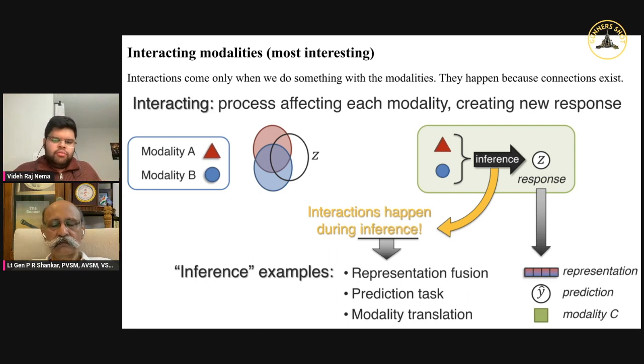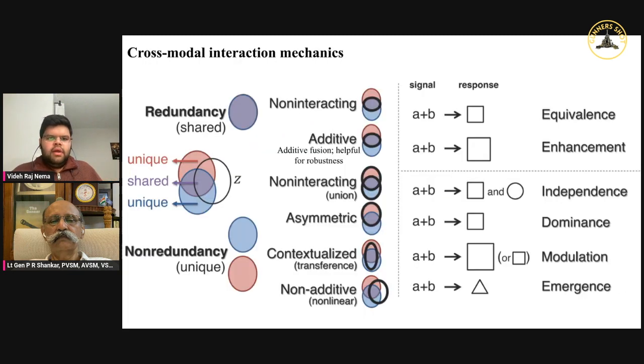And we have interactions, obviously, and interactions occur when we actually do something with the modalities. So either we are trying to predict something, we are trying to fuse and generate a new representation, or we are trying to actually come up with a new modality. So that's where interactions come in.